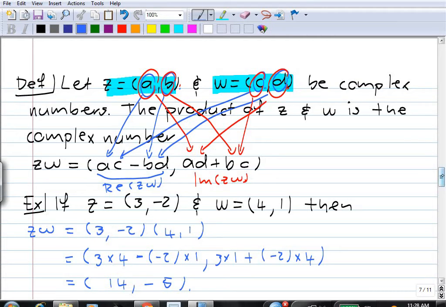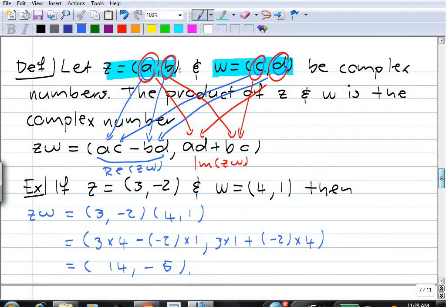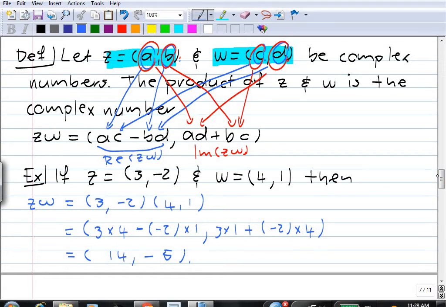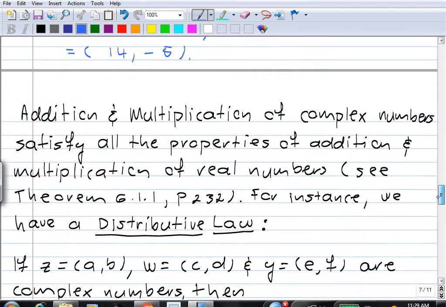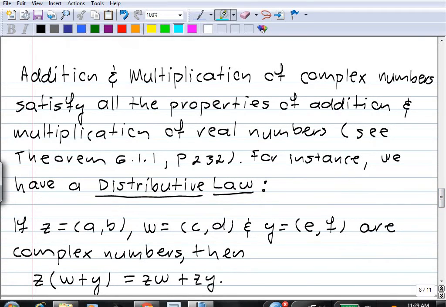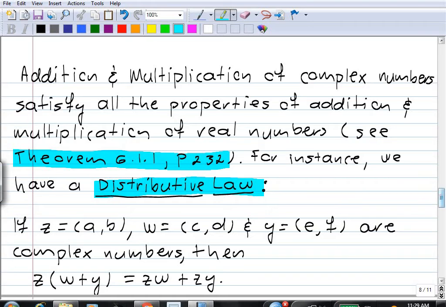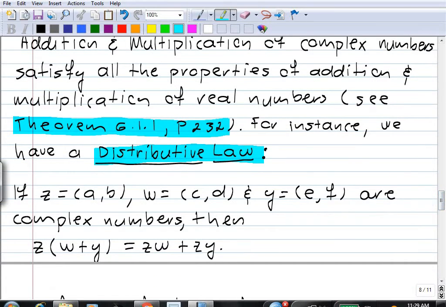There we go. Now, we call these ordered pairs with addition and multiplication, as we've defined it, complex numbers. We can sort of justify that name by noting that if we look at the properties of addition and multiplication of real numbers, then complex numbers also have all of those properties. You can refer to Theorem 611 on page 232 of the notes. An example of this is what we call the distributive law. And what does this say? Basically, it says we can multiply into brackets.